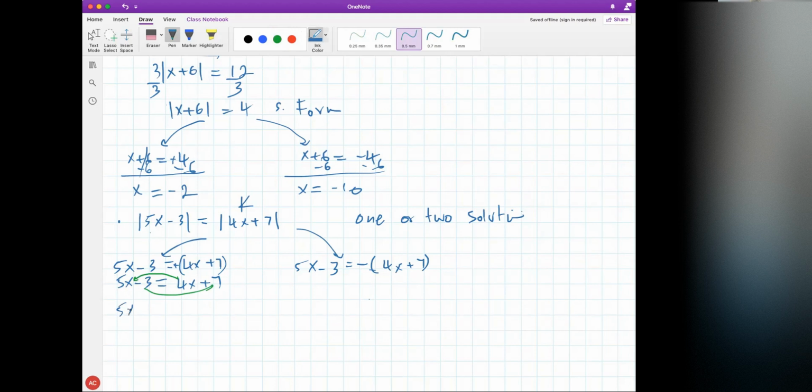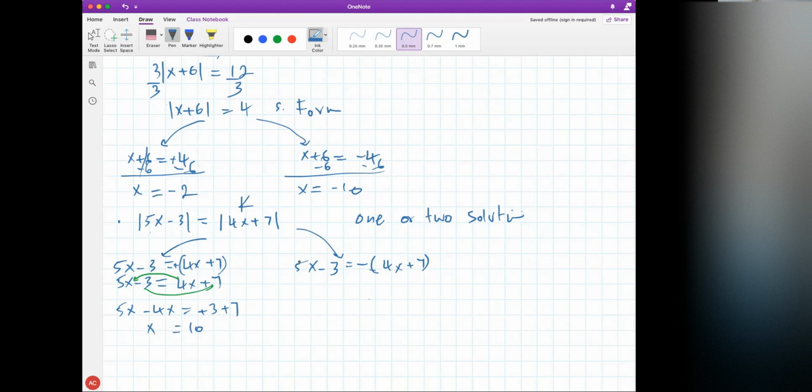So you have 5x. 4x turns into minus 4x. Negative 4 turns into plus, negative 3 turns into plus 3. Bring the positive 7 next to it. Okay, this is x or 1x, and you have 10. That's it. That's your first solution. Then you do the same thing here.